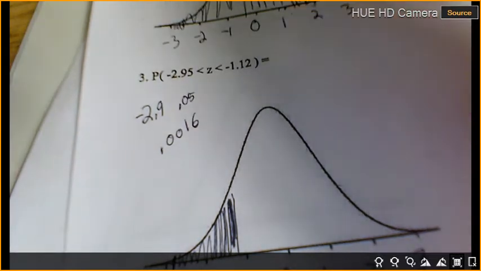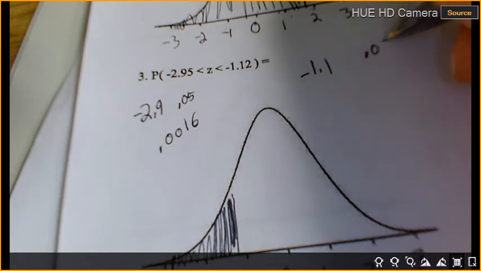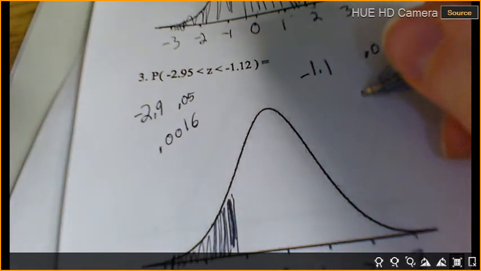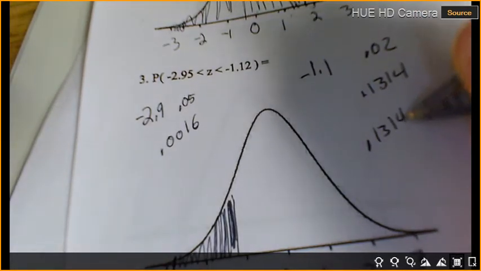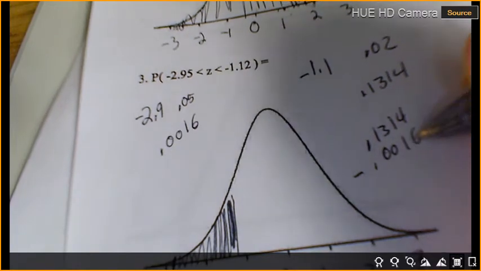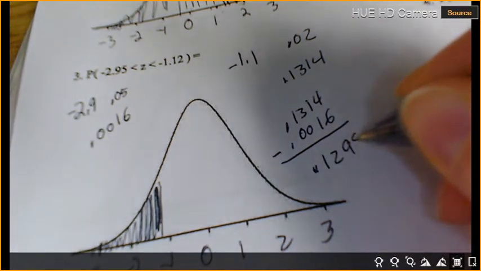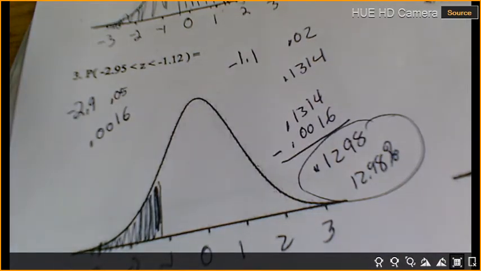Now, I'm looking for negative 1.1 on the side and 0.02 on the top. Negative 1.102, I get what? 0.1314. And then I'm going to subtract 0.1314 minus 0.0016, and I get 0.1298, or 12.98%. Okay? We subtracted.